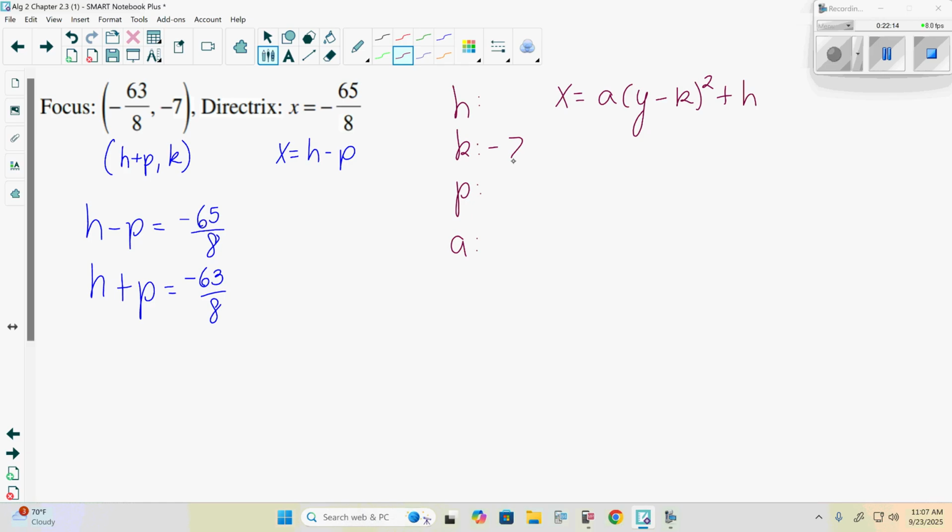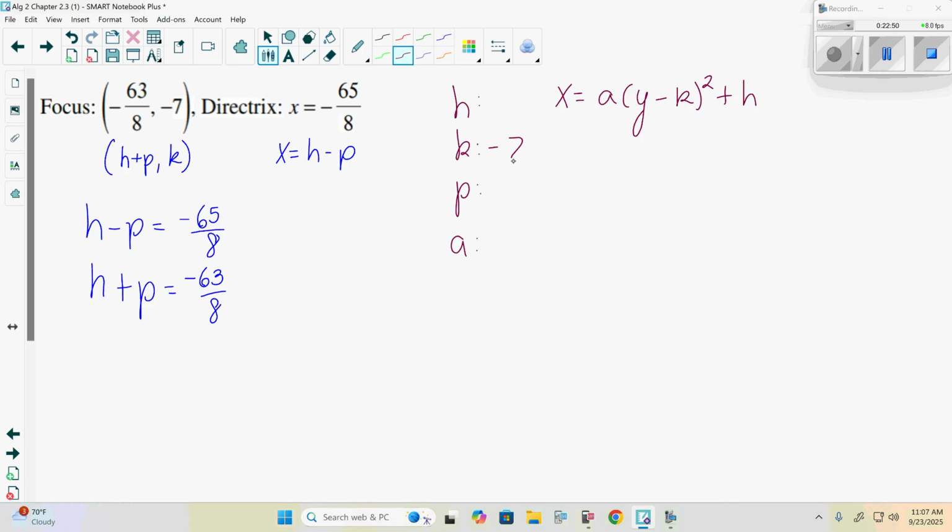Questions on what we've done so far? Because really all we've done so far is use the directrix to tell which one of these two equations we have. And then I use just the definition of the directrix, x equals h minus p, to say that h minus p, whatever the values of h and p are, gives us negative 65 over 8. According to the general form, our focus, h plus p, should be negative 63 over 8. And we know k is negative 7. Yes?